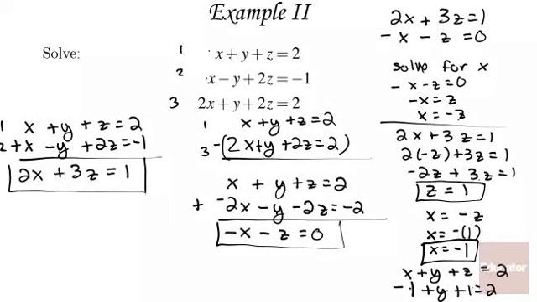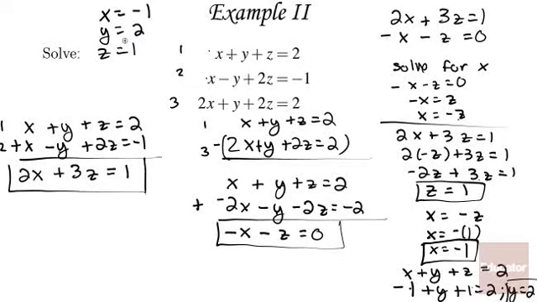These two cancel, and that gives me y equals 2. So negative 1 plus 1 is 0, so I end up with y equals 2. So putting all this together up here as my solution, I end up with x equals negative 1, y equals 2, and z equals 1.